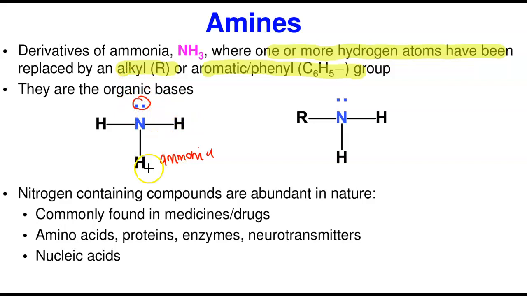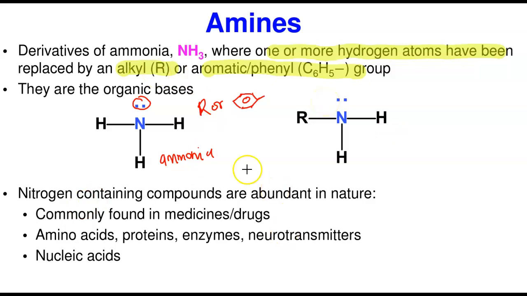Now, when one of these hydrogens has been replaced by either an alkyl group, which is a long chain alkyl group, or an aryl group, that means a benzene connection, it can be an aromatic benzene, what we say is that you have formed an amine. Let's see an example here.